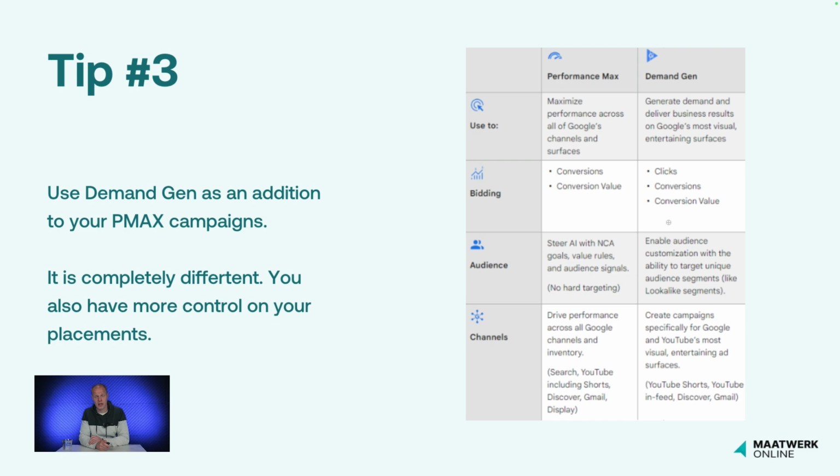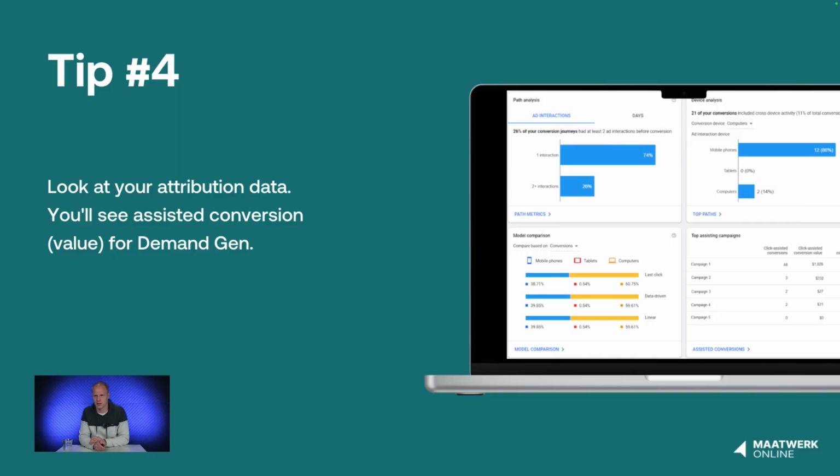The same applies for demand gen versus PMax. I've heard a lot of people say they don't use demand gen because they are already using PMax, and the placements of PMax have an overlap with the demand gen placements. Don't do it. Demand gen could be an addition to your PMax campaign. It's completely different. You have more control over the placements, for example, which at the moment you don't have in PMax, unless you are using the Mike Rhodes script. In this screenshot, you will see the difference between Performance Max and Demand Gen regarding how to use it, the bidding, the audiences, and the channels. But you could really use it as an addition to your Performance Max campaigns.